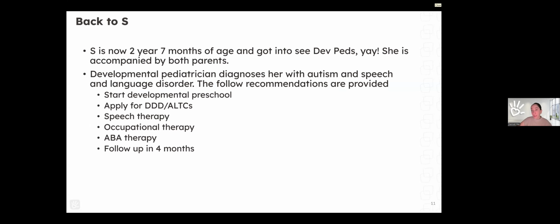And then the following recommendations are provided, which is a very common thing when families leave developmental and behavioral pediatrics: having quite a few recommendations to follow through on. So start developmental preschool at age 3, apply for DDD in Arizona long-term care, start speech therapy, start occupational therapy, start ABA therapy, and follow up in 4 months.